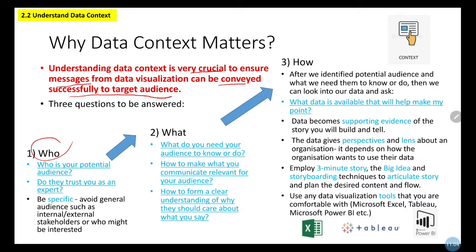For example, if you're producing a visualization for school children, you have to be specific whether it's for primary level or secondary level, or maybe students at university level. Don't just put the audience as students, because the acceptance or interpretation by these different age groups will be different.